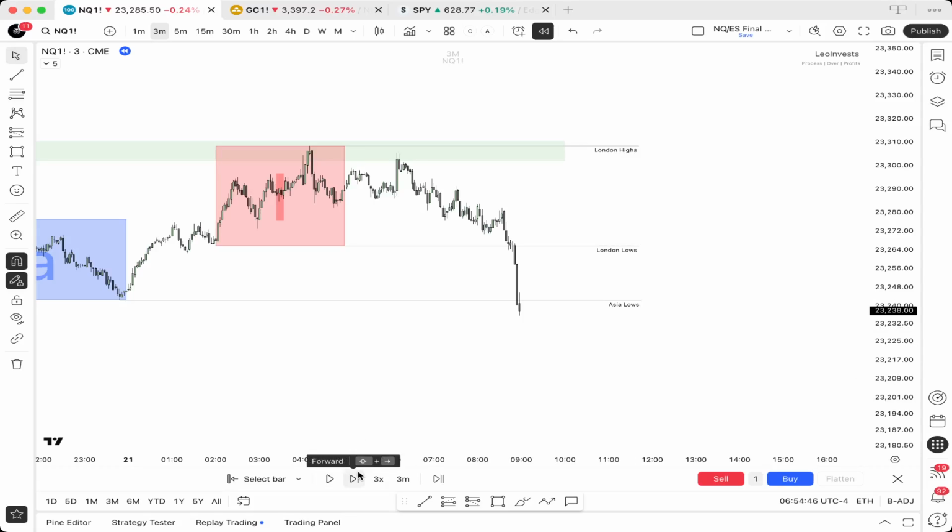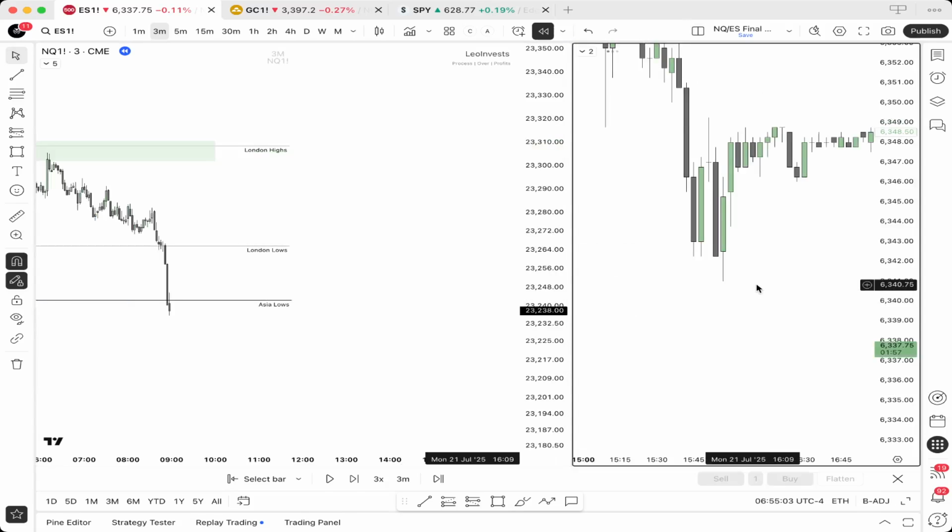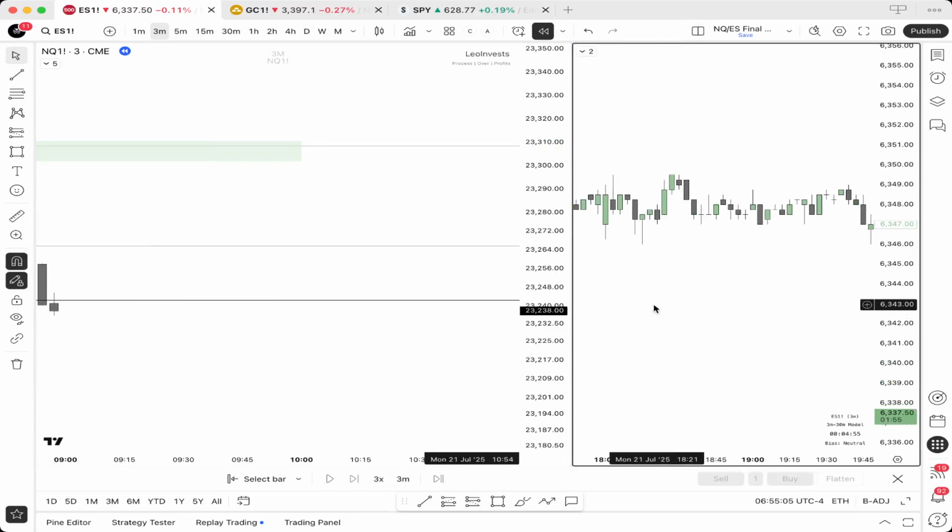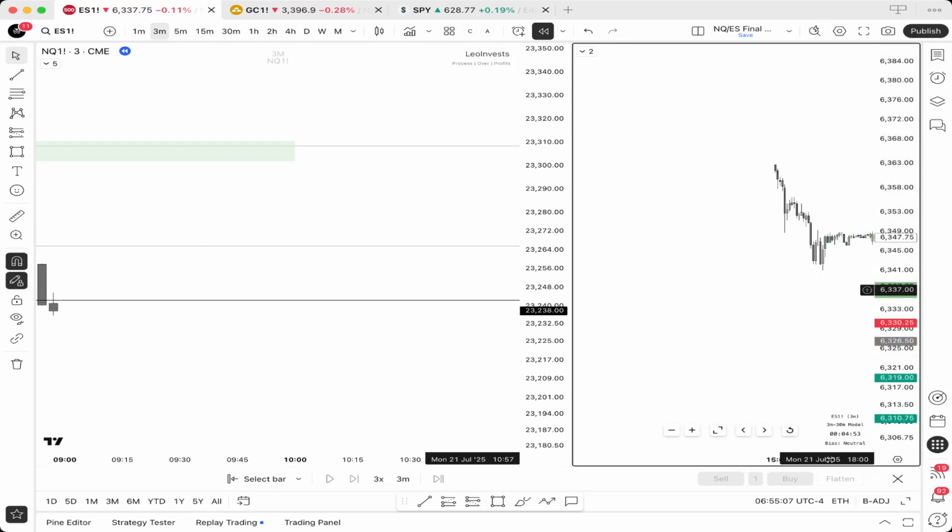And so now what I wanted to look for was to see whether or not I could find some type of an SMT divergence form at the lows between NASDAQ and ES here prior to then looking for a long signature back into these London lows and potentially even tap into these London highs. So I'm going to open up ES's chart here on the right just so you guys can see the correlation with the trades that I had taken.